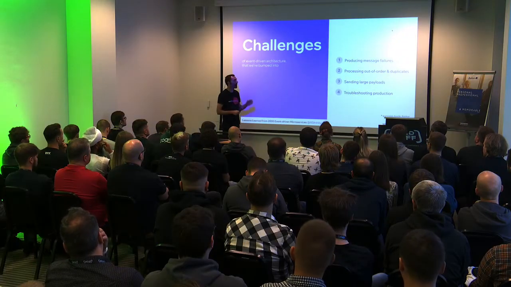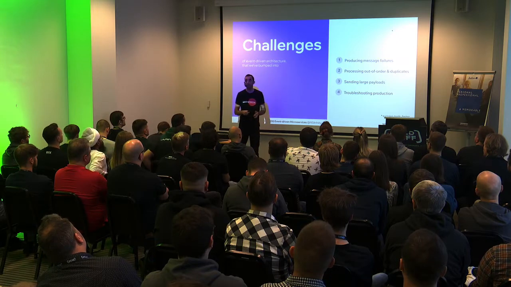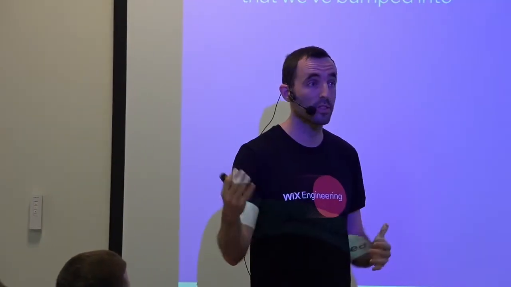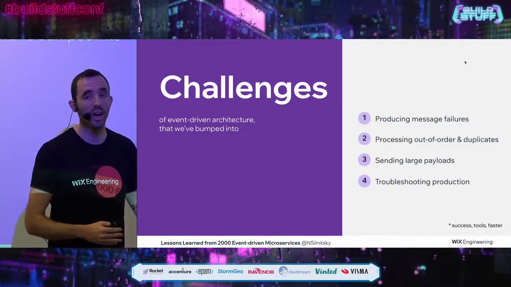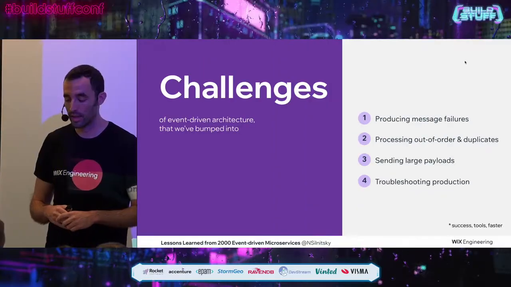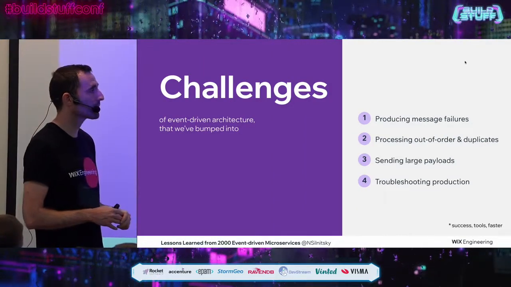So we had challenges in areas like producing message failures, which actually meant we had data consistency issues between different services' databases, processing out of order and duplicate events, which caused also a lot of havoc and dissatisfied customers. Sending large payloads. So we had growing use cases, and now we started hitting edge cases like just having a payload that's too big for our message broker to handle, and what we did with that.